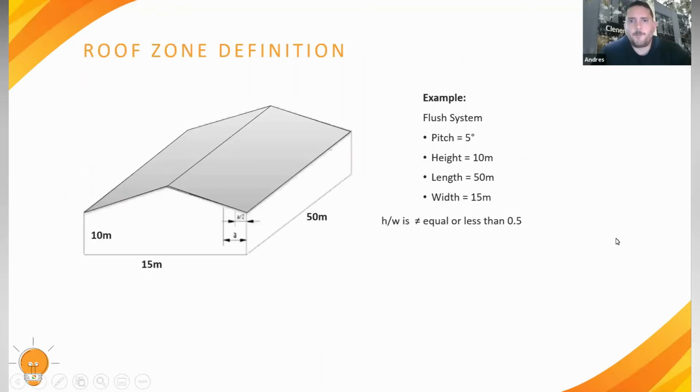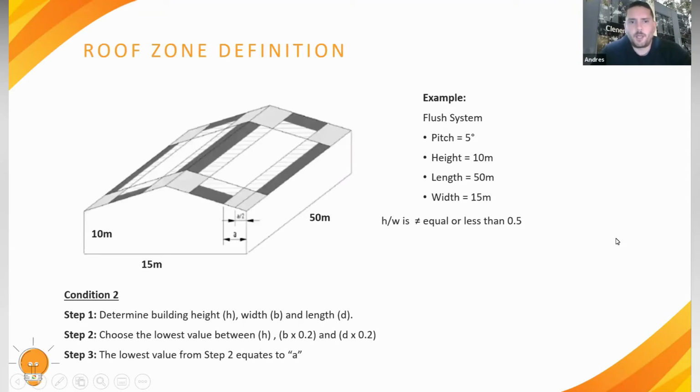Moving on, this is just an example that we could use to determine. Basically, this is for a flush system. The pitch is 5 degrees, the height is 10 meters, the length is 50 meters, and the width is 15 meters. So what happens? H divided by width is not equal to or less than 0.5. Then we have to divide this as it would be a tilt system, and therefore we can install like this.